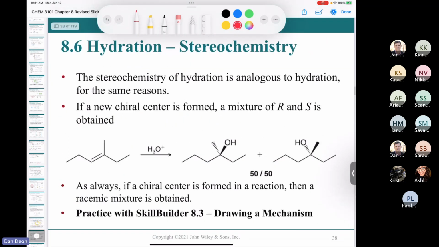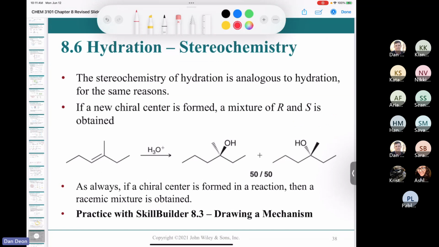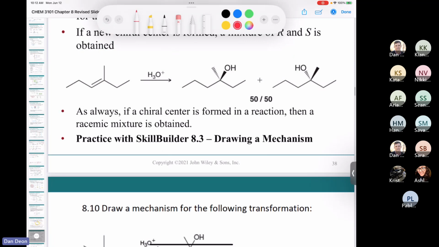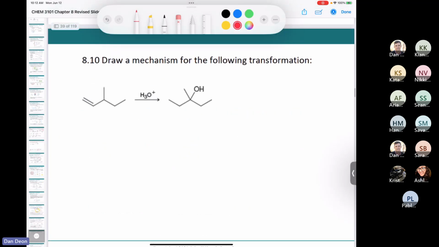All right, so we've covered the stereochemistry and that we get the R and S product because we proceed through a carbocation. So with all that in mind, let's see if we can draw a mechanism here.